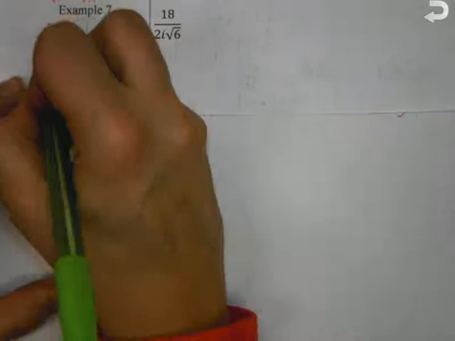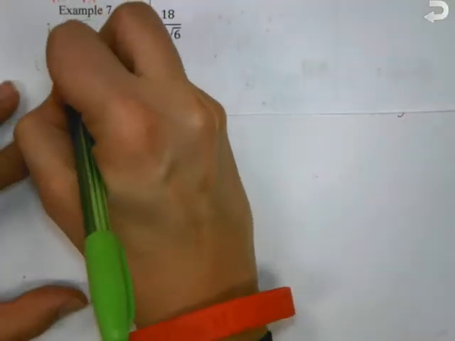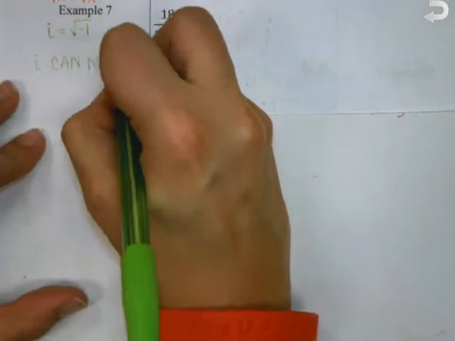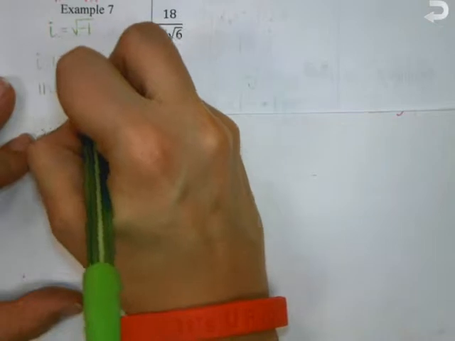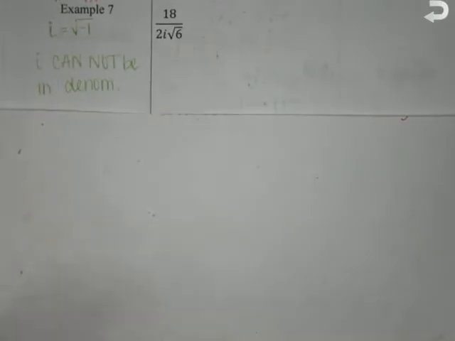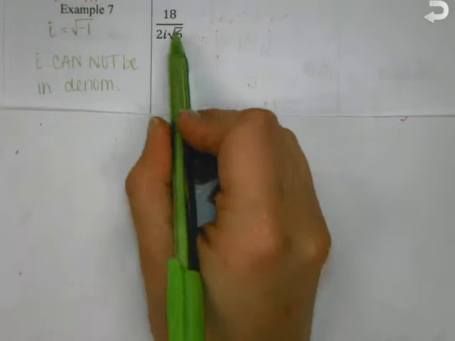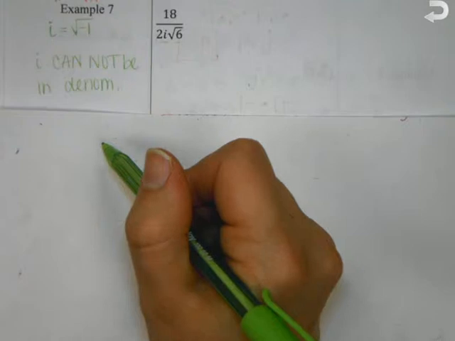i cannot be in the denominator. Okay? So two things that are never allowed in the denominator, roots and i. Okay? So I see two things in this denominator that are not allowed. I see an i and I see a root 6. So we're going to rationalize it just like we did yesterday. So I multiply top and bottom by 2i root 6.